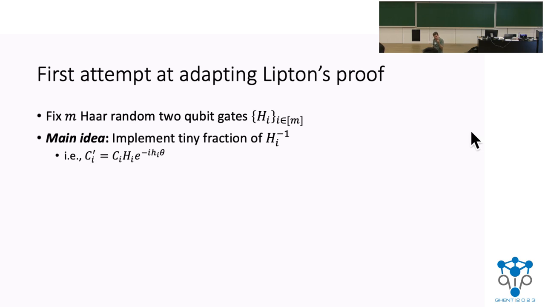But I'm going to do something a little bit more clever. I'm not just going to completely scramble the circuit. I'm then going to multiply by e to the minus i little h_i theta, where I'm thinking of little h_i here as the log of my Haar-random gate H_i.